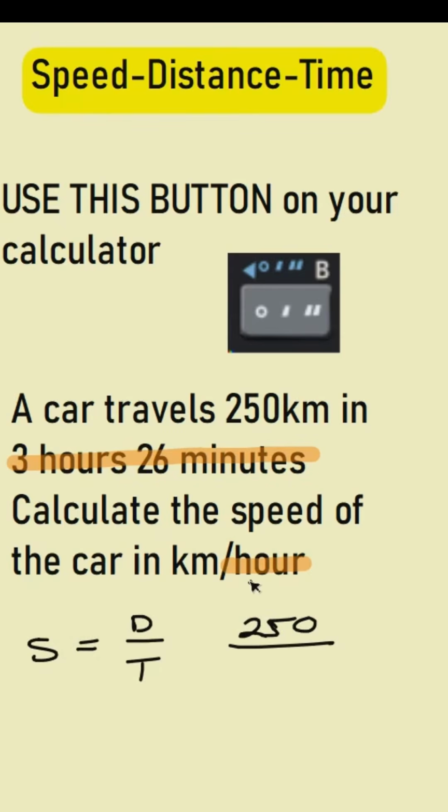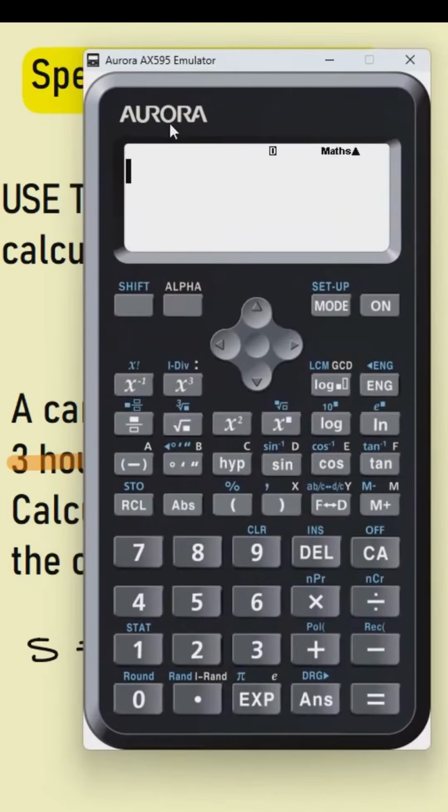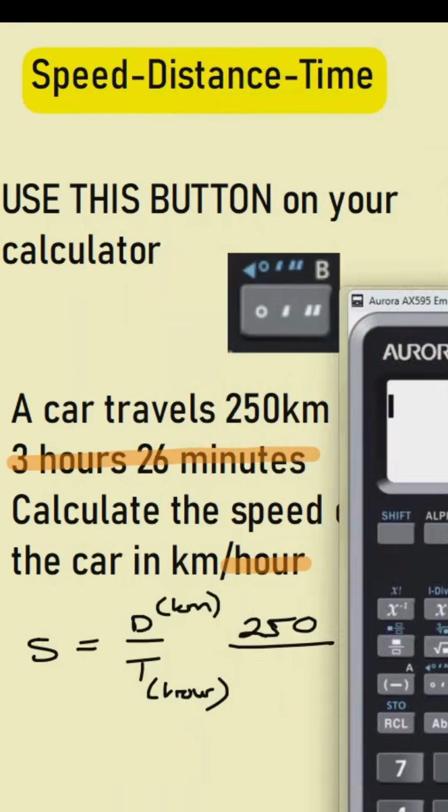What we haven't got is our time in hours, and it has to be, if it wants it in kilometres per hour, we have to have the units as kilometres for distance and in hours for time. Now, 3 hours 26 minutes. What we're going to do is we're going to use this time button here. It's located here on the Aura. If you've got a Casio, I think it's a dot with 3 dashes, but it's very similar.